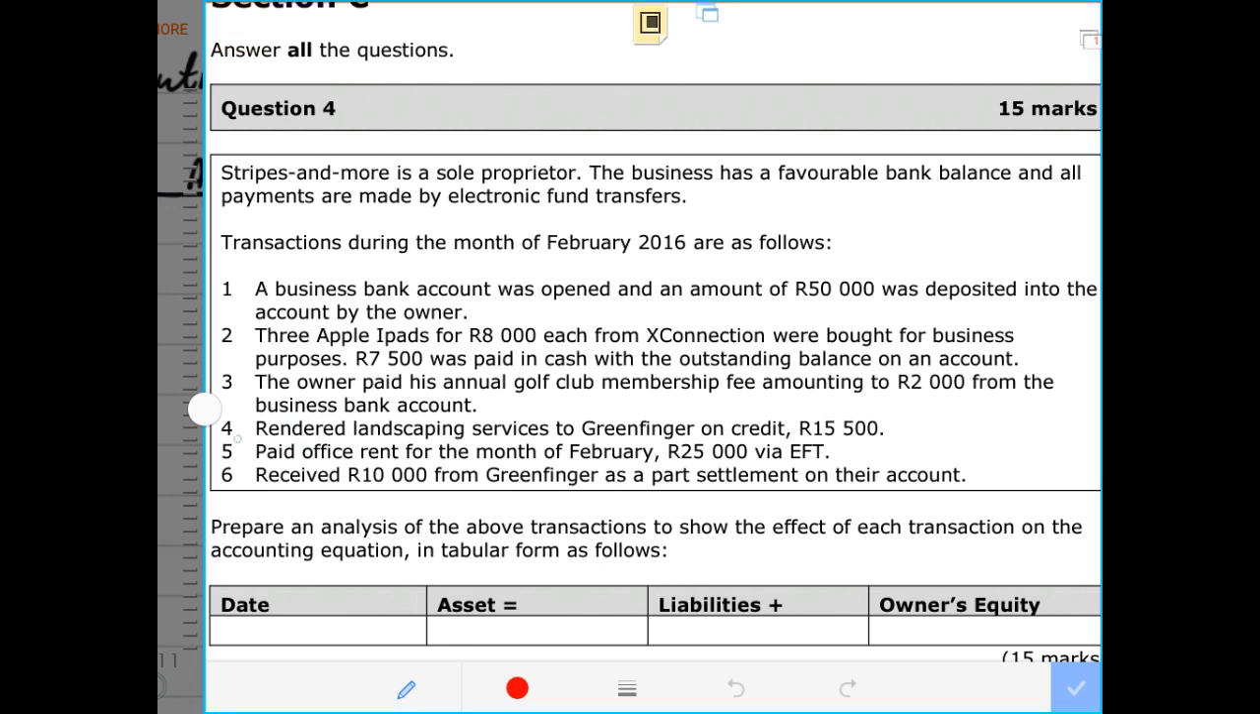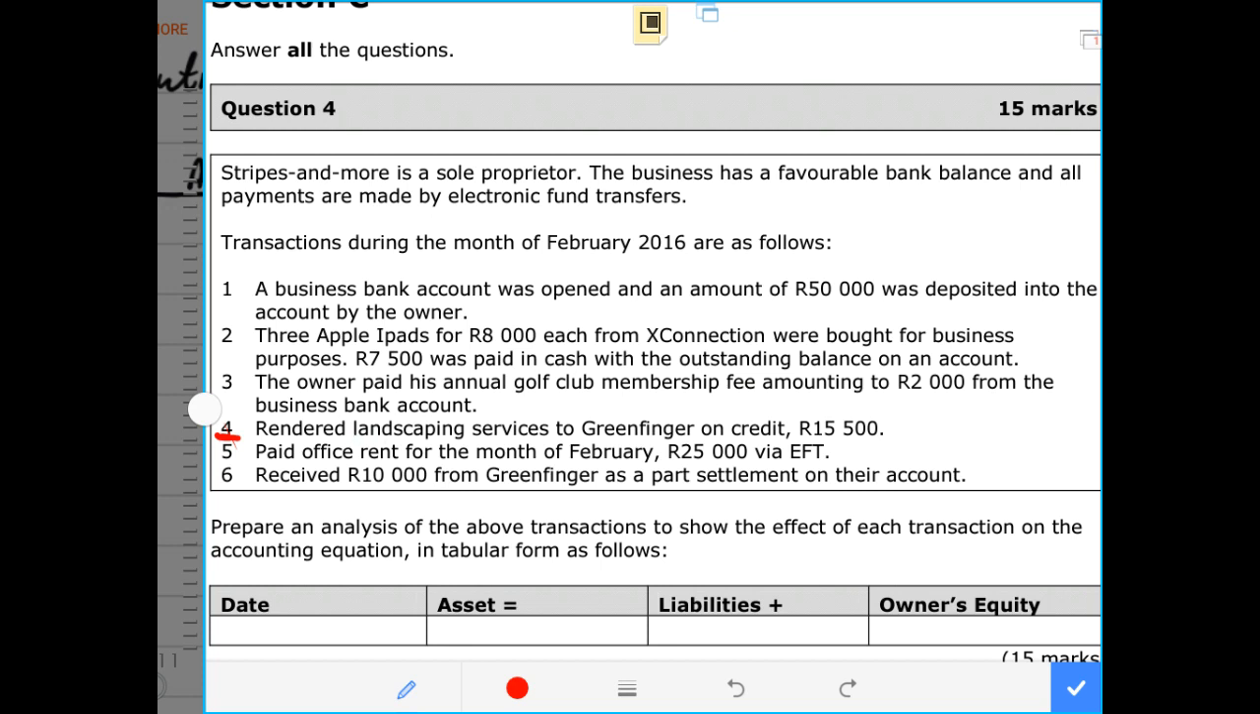The next one is number 4, and number 4 says rendered landscaping services to Greenfinger on credit for 15,500. So now this business is rendering the service of landscaping. That means whenever the client wants to build a property or wants to build something, then they will obviously need a land surveyor or landscaping.